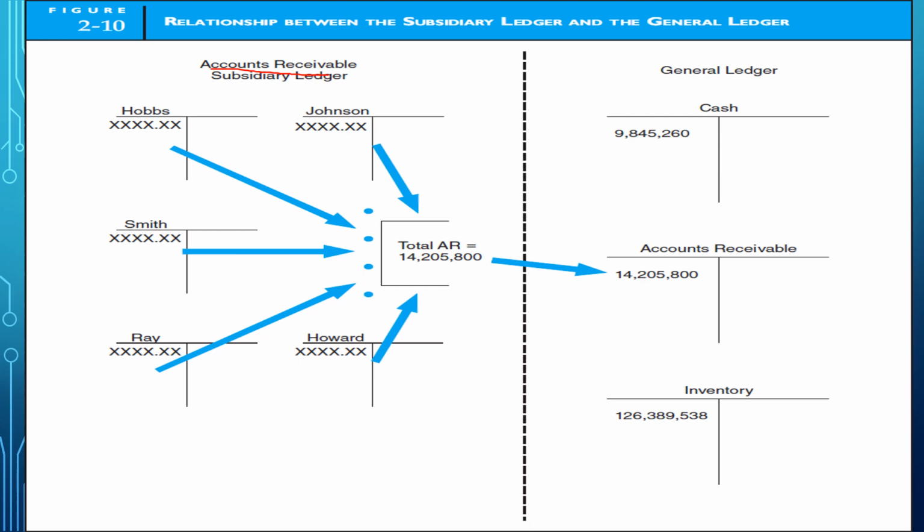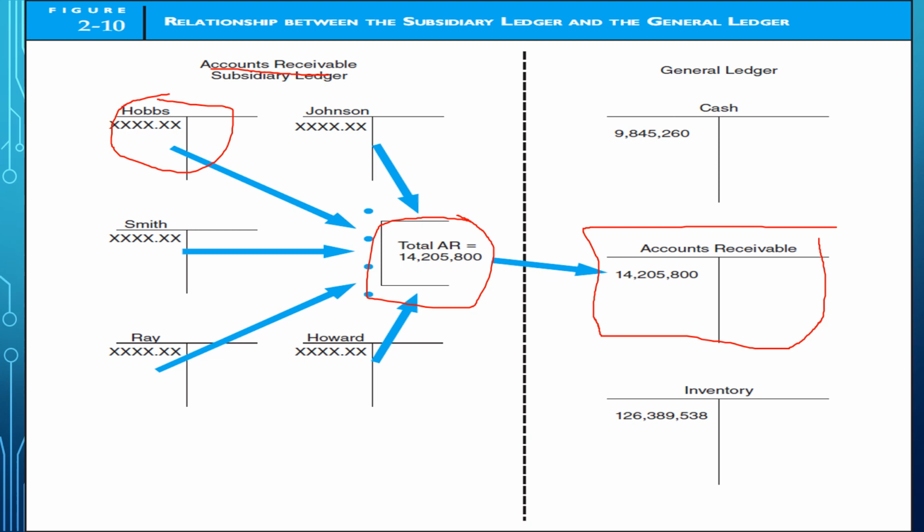So we have several subsidiary ledgers, one for each customer. So we have one for Hobbs, for Johans, for Smith, and so on. And then all of these balances will be recorded here, accumulated and sent to the general ledger of account receivable. This one is the accumulation of the total account amount, and so on for the other accounts like cash, inventory, expenditure, sales, and so on.